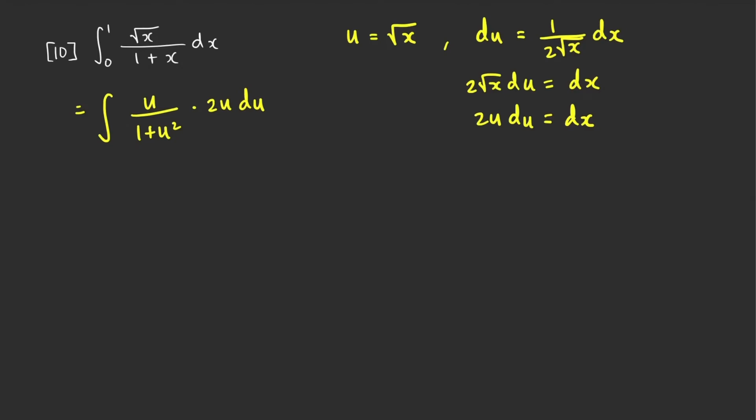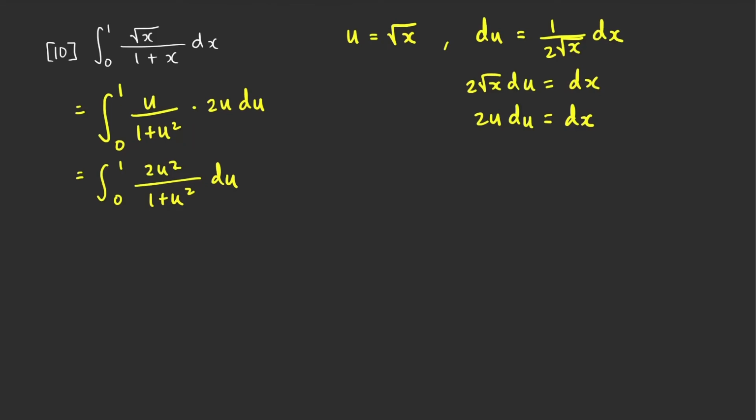And what are the limits of integration here? When x is equal to 0, u is square root of 0, so that is also equal to 0. When x is equal to 1, again, square root of 1, u is equal to 1. So same limits of integration, from 0 to 1. And we get here the integral from 0 to 1 of 2u squared over 1 plus u squared du.